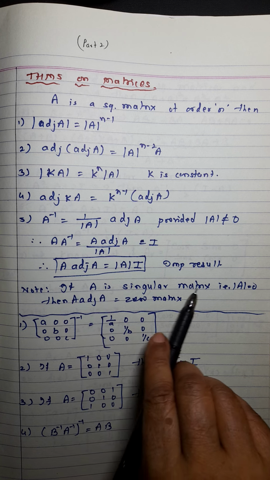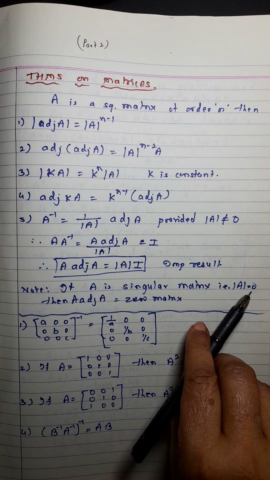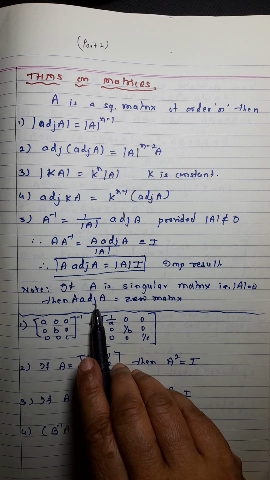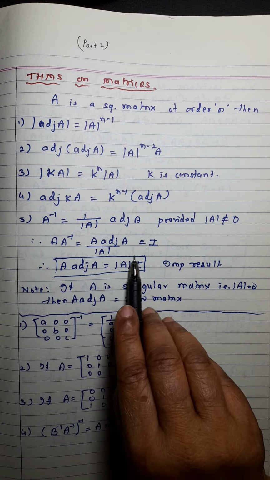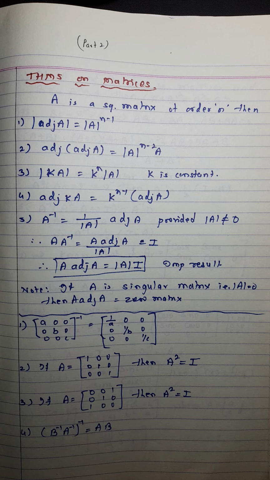If A is a singular matrix, then determinant of A is 0. And in that case, A into adjoint of A is a 0 matrix, because I is there.